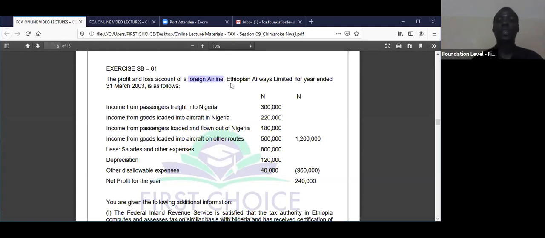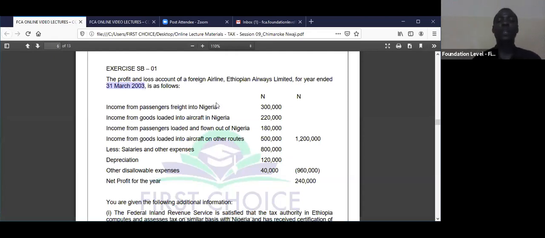That's fine. Ethiopian Airways Limited for the year ended 31st March 2003. You know that it is preceding year basis. So what will be the tax year? The tax year will be 2004.